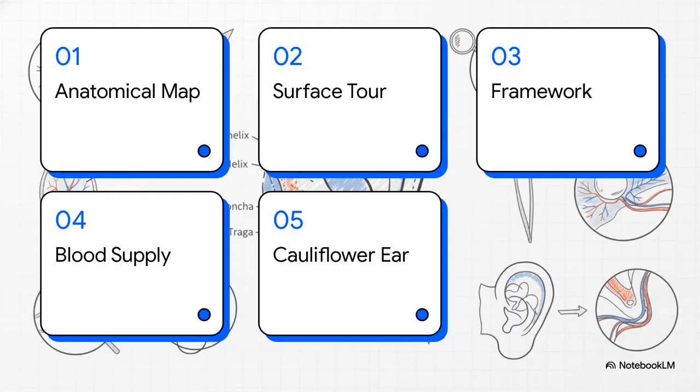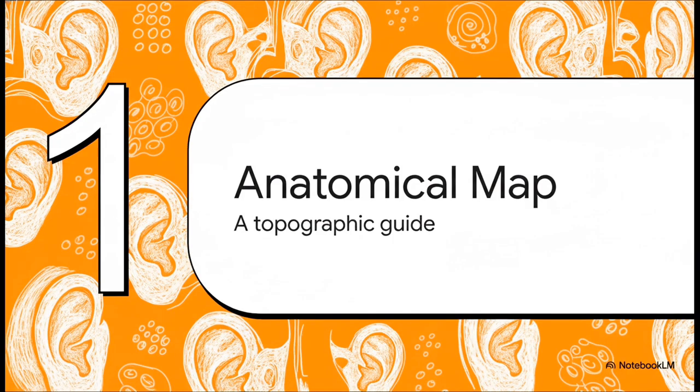Here's the plan. We'll start with a quick overview, then we'll take a guided tour of all its nooks and crannies. After that, we'll look at the cartilage and skin framework, trace its blood supply, which is super important, and then we'll wrap it all up by connecting this anatomy to a really classic clinical problem. Okay, let's get right into it.